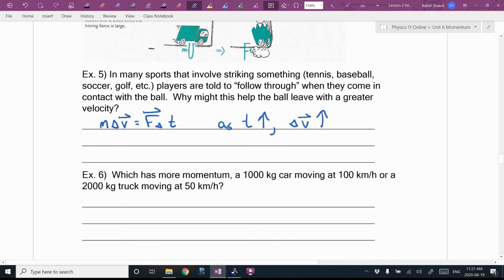In fact, if you play tennis, to do a drop shot, what you do is you yank back on the racket right when you make the impact to try and reduce the time as much as possible. Or if you play baseball, when you're bunting, you try and pull back right at impact to, again, make the time as small as possible so the change in velocity is much smaller.